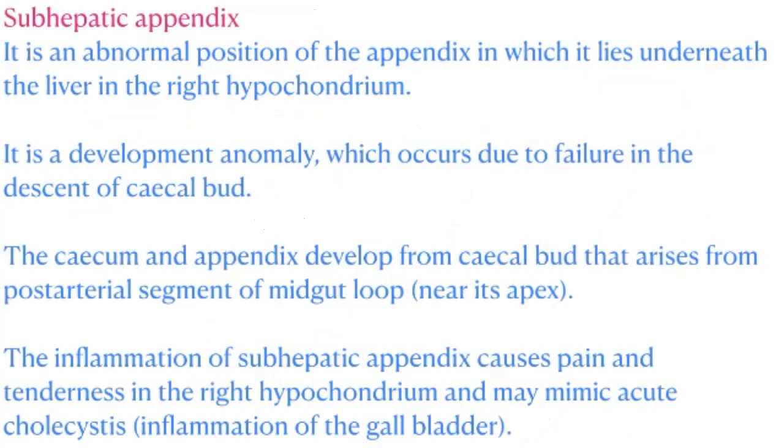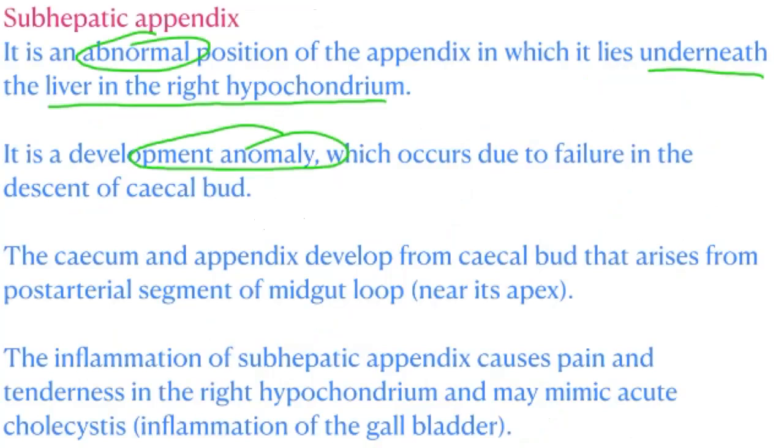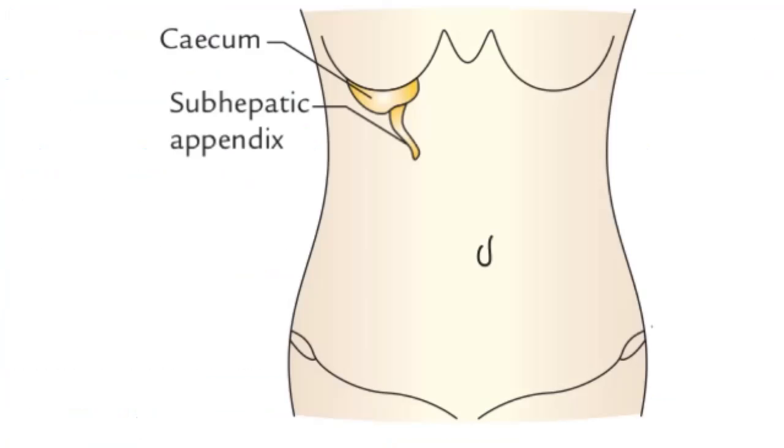Subhepatic appendix. It is not the normal position of the appendix, in which it lies underneath the liver in the right hypochondrium. It is an abnormal position, a developmental anomaly. Okay. So inflammation of a subhepatic appendix causes pain and tenderness in the right hypochondrium and may mimic acute cholecystitis. Right? Actually, it is appendicitis, but mimics acute cholecystitis. See, subhepatic, developmental anomaly.